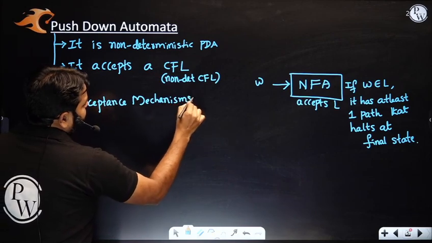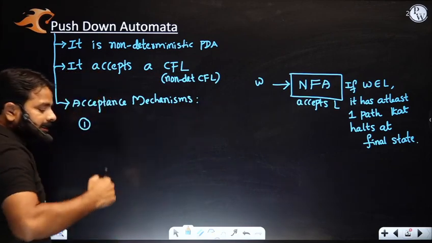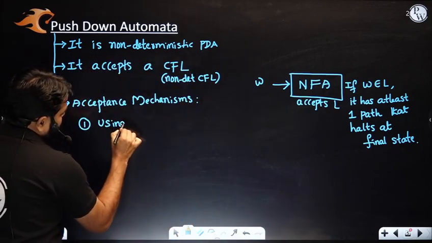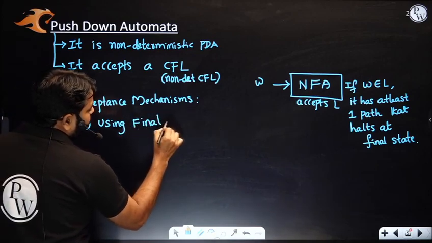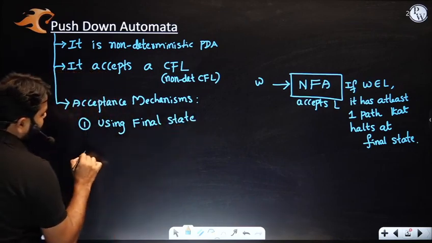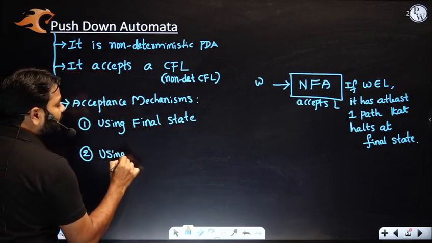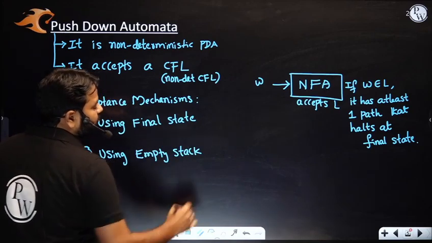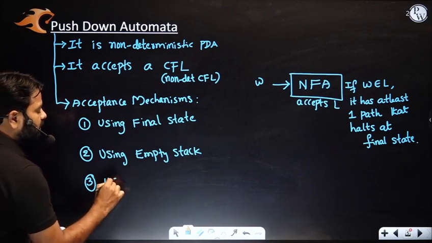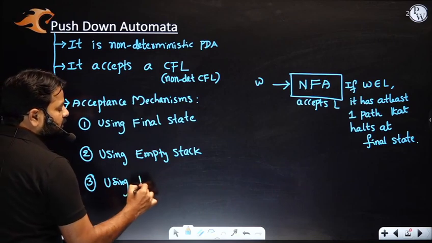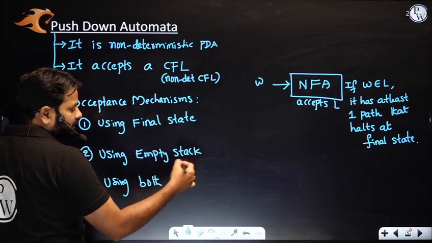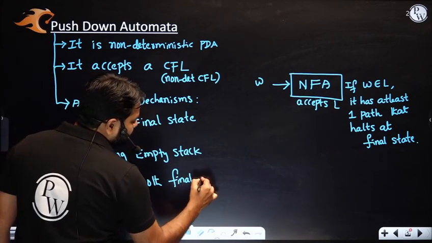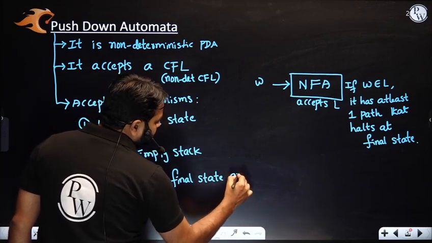PDA acceptance mechanisms. One is PDA can accept a string using final state, like finite automata. The second one, using empty stack. Why empty stack? This PDA is also having a stack. Third, you can also use both properties, final state and empty stack together, to decide acceptance of a string. Both a final state and empty stack.